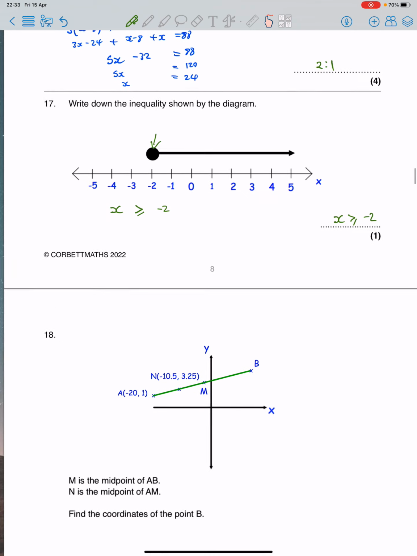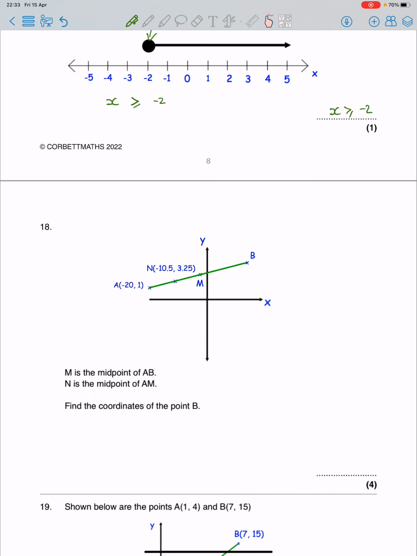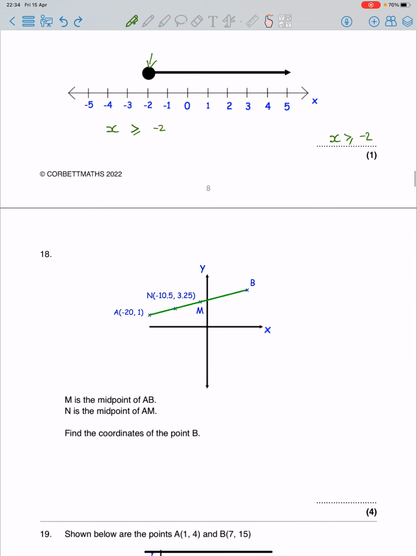Okay, let's do one more question. So we've got this question, a bit of coordinate geometry. So we'll do this one before we finish this part of the video, and then we'll do the other one in the next part of the video. So M is the midpoint of AB, N is the midpoint of AM. Find the coordinates of B.